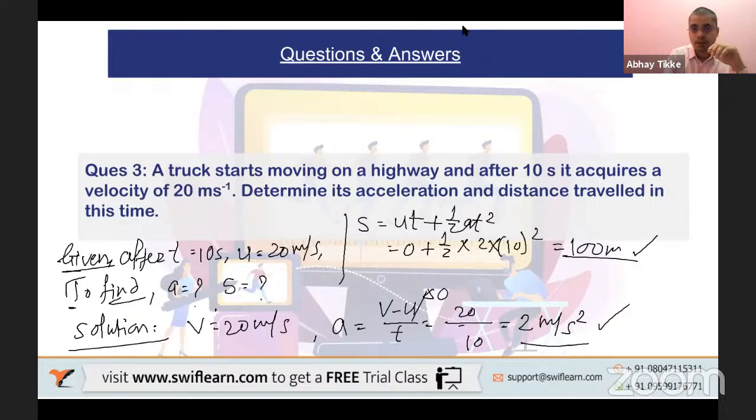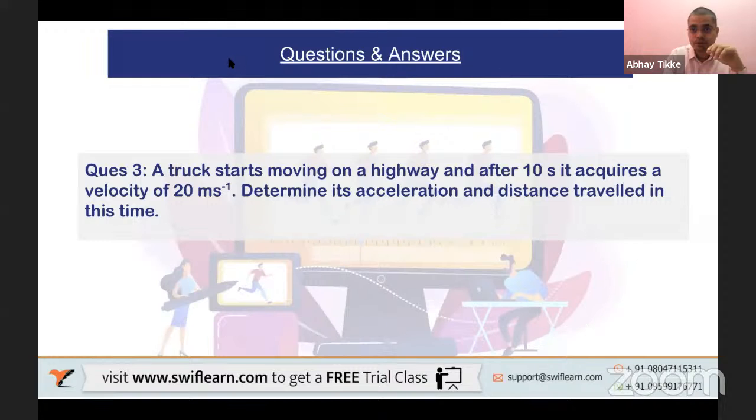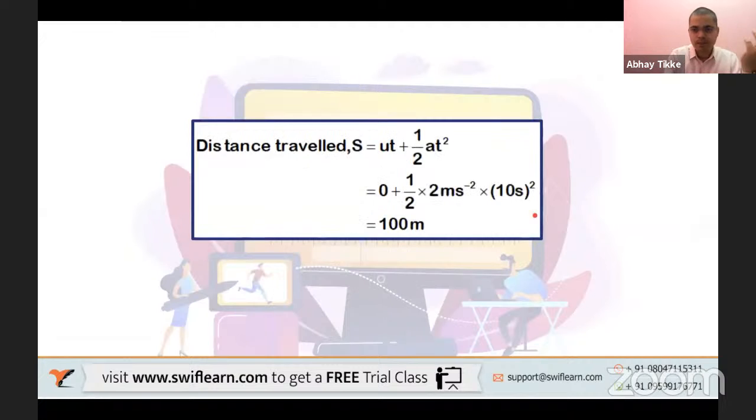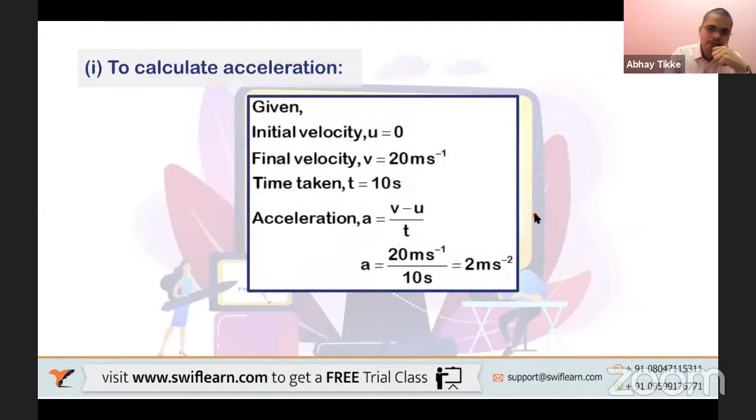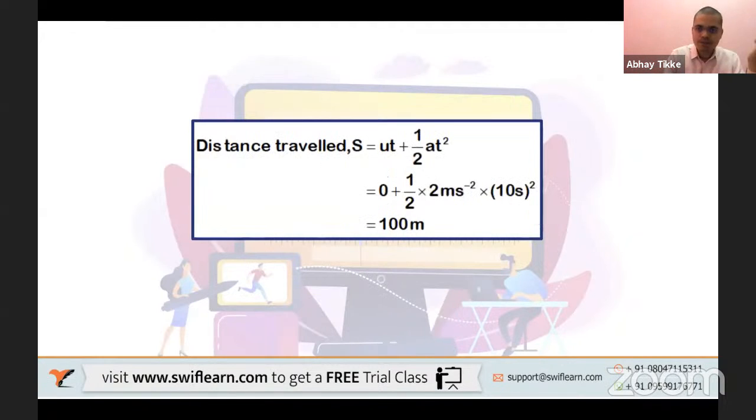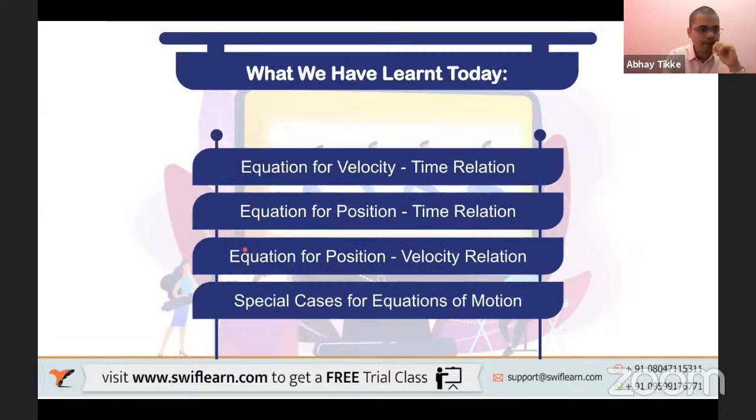Oh, I need to clear this first. देखो सही है हमारा. एक्सेलरेशन कितना आया था? 2 मीटर पर सेकंड स्क्वायर और डिस्टेंस ट्रैवल 100 मीटर. That's all. That's done. We are done with this topic.